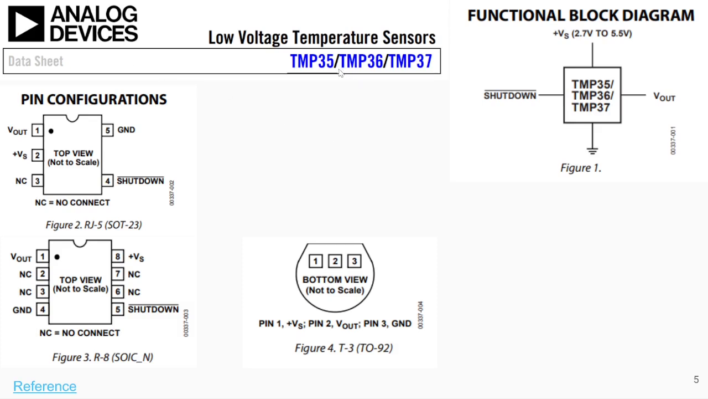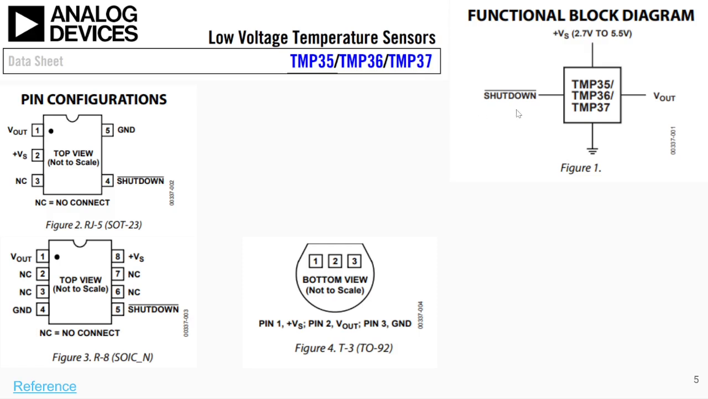Since we will be using the TMP36 in the lab experiment, I took that information from the Analog Devices datasheet. This is the functional block diagram of these RTDs, and as you can see here, this is the supply. The supply range can be 2.7 volts to 5.5 volts. Then there is ground and the output voltage, because the material is embedded in there, so depending on the temperature, you will get a different voltage at the output.